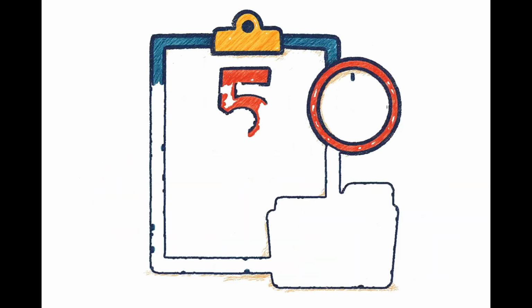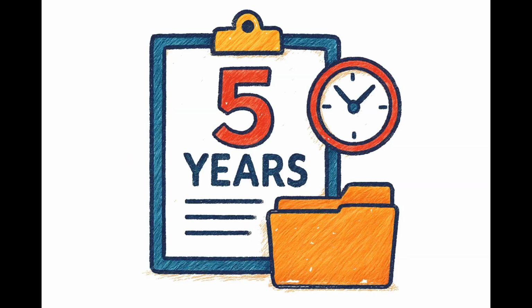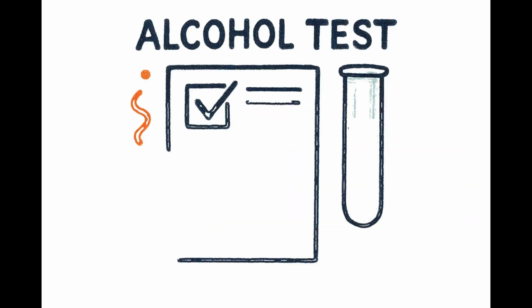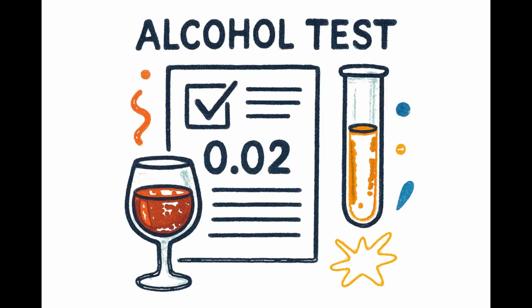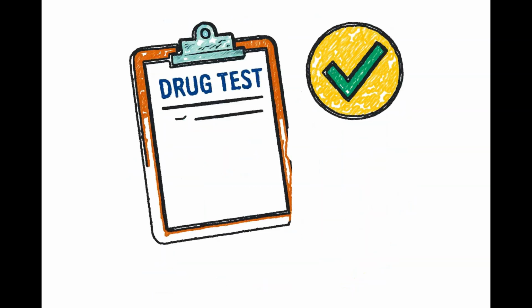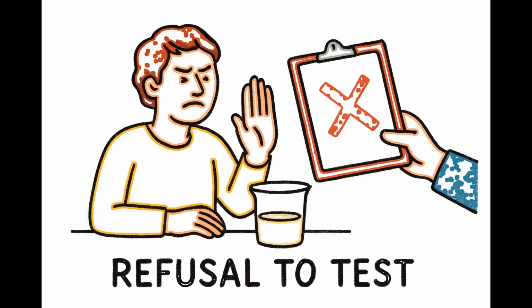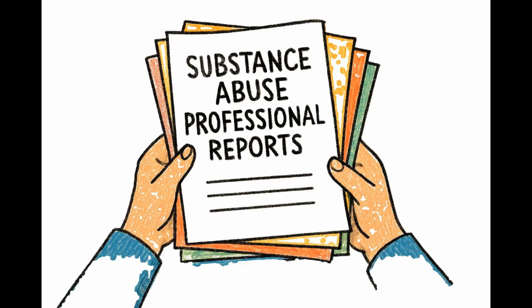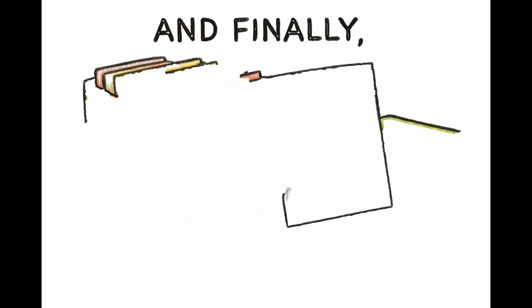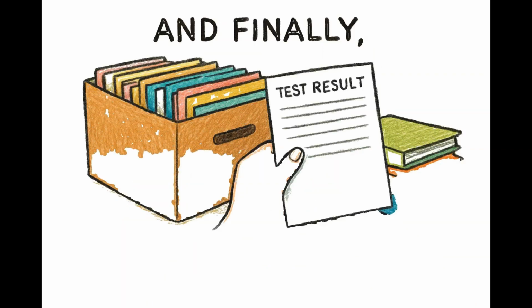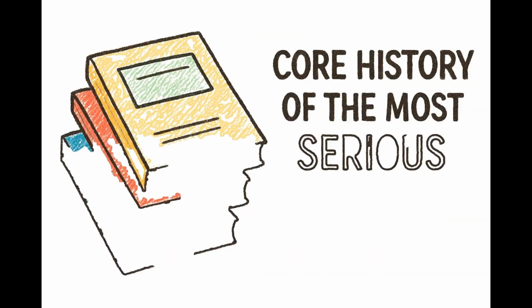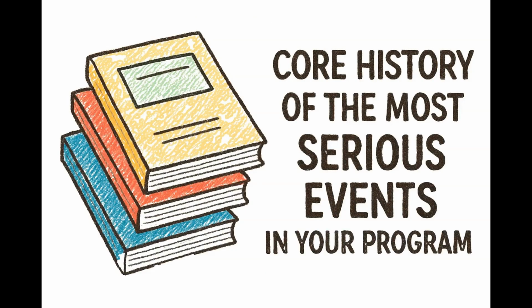First, and most critical, are the records you must keep for 5 full years. These are directly related to violations. This includes any alcohol test result of 0.02 or greater. It includes all verified positive drug test results. It covers any instance of a refusal to test. It also requires you to hold on to all substance abuse professional reports and their follow-up evaluations. And finally, every single follow-up test result must be filed away for that 5-year period. These documents form the core history of the most serious events in your program.